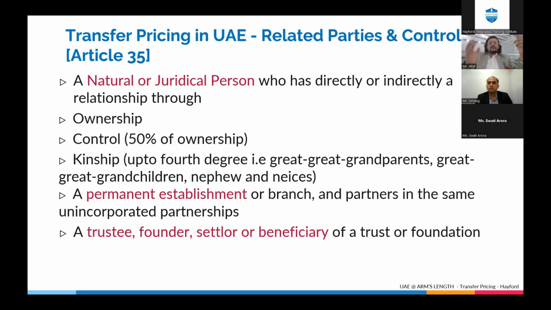Then again, in case of trust or foundation, there can be trustees or founders or settlers if something is being settled in case of liquidation, etc., or a beneficiary. Trusts are formed sometimes for a beneficiary, the beneficial recipient of economic benefits. So all of these will be related parties of that organized entity, the trust or foundation. So yeah, we can go to the next slide.